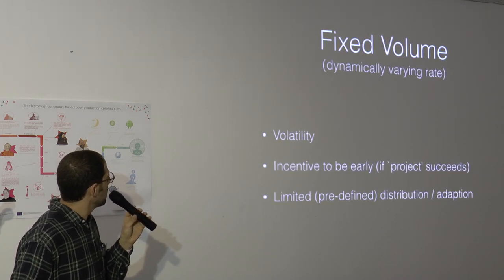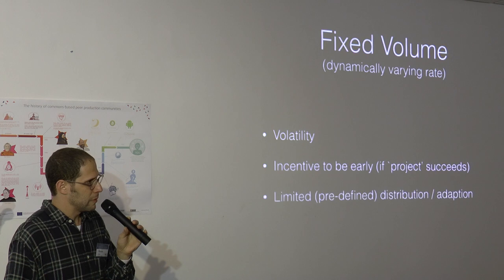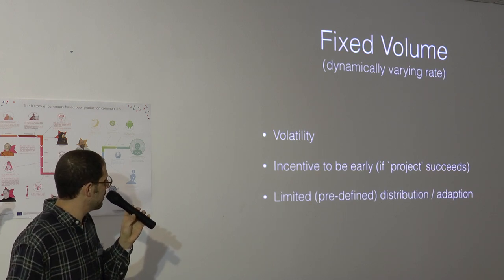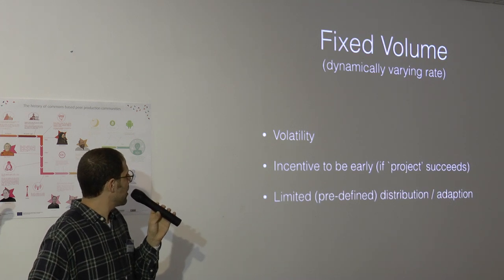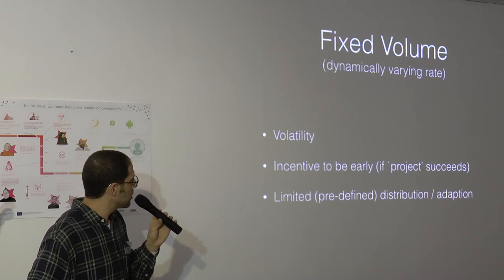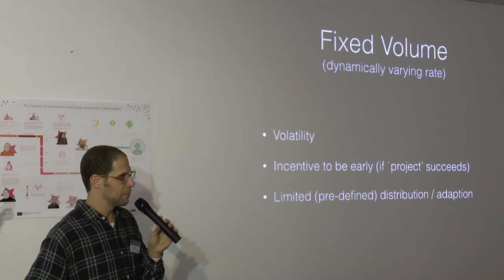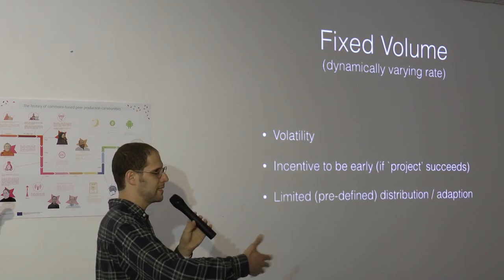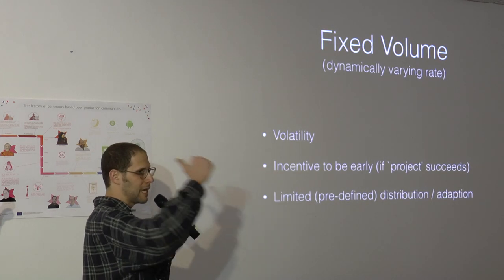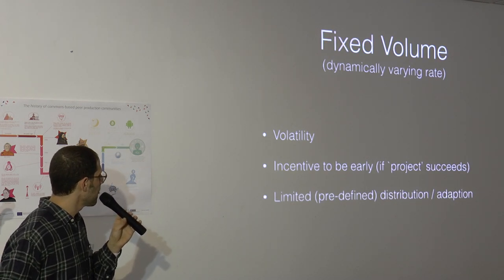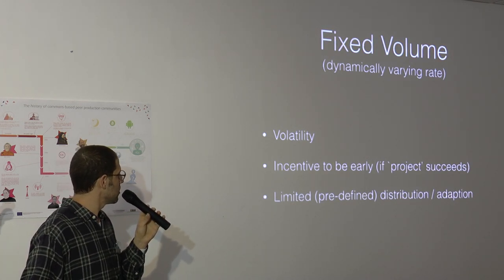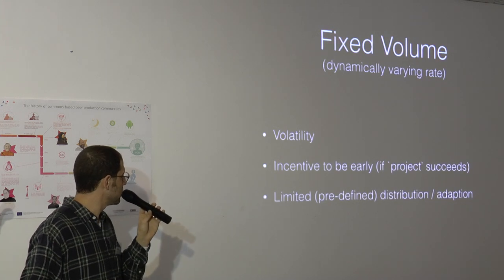So this is the economy that we all know from the Bitcoin space: a fixed volume economy with a dynamically varying rate. It leads to high volatility. It's good because there is incentive to be early, right? If the project succeeds, demand increases, the rate increases. That's how we retroactively reward those early adopters. That's good. But there is limited distribution also. That's bad. So one in three is bad, two are good.